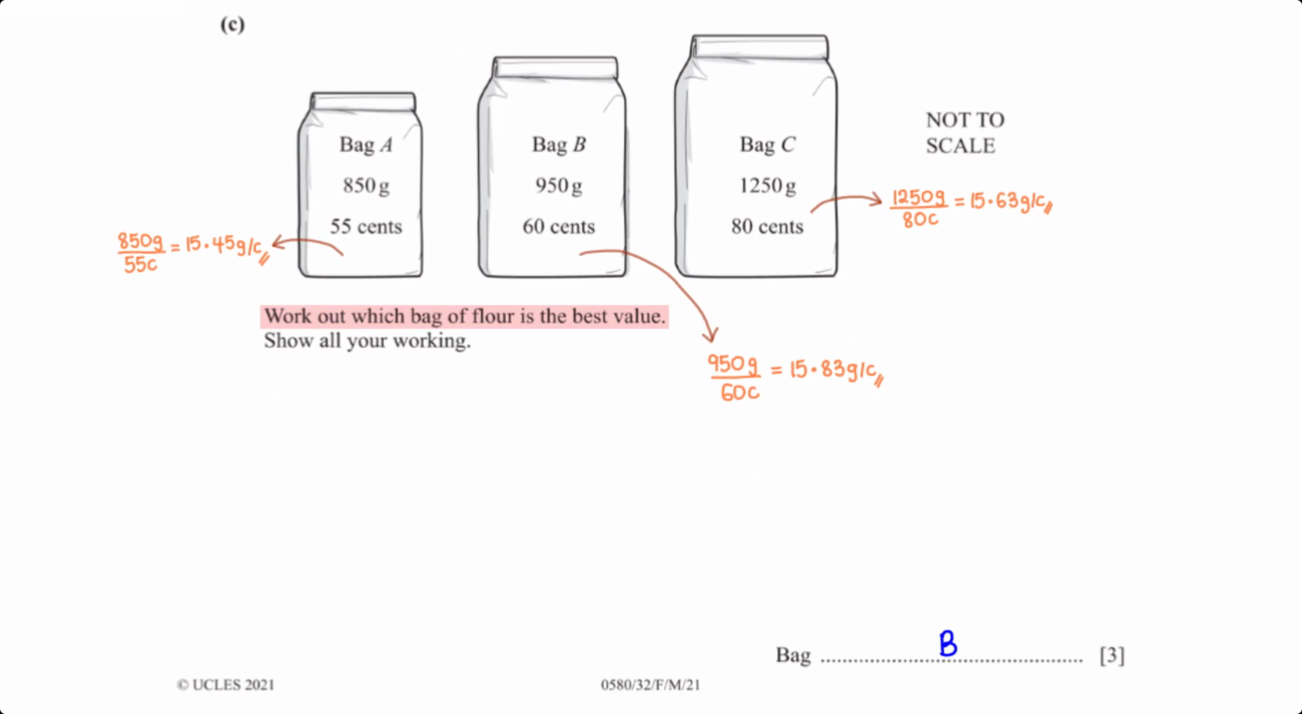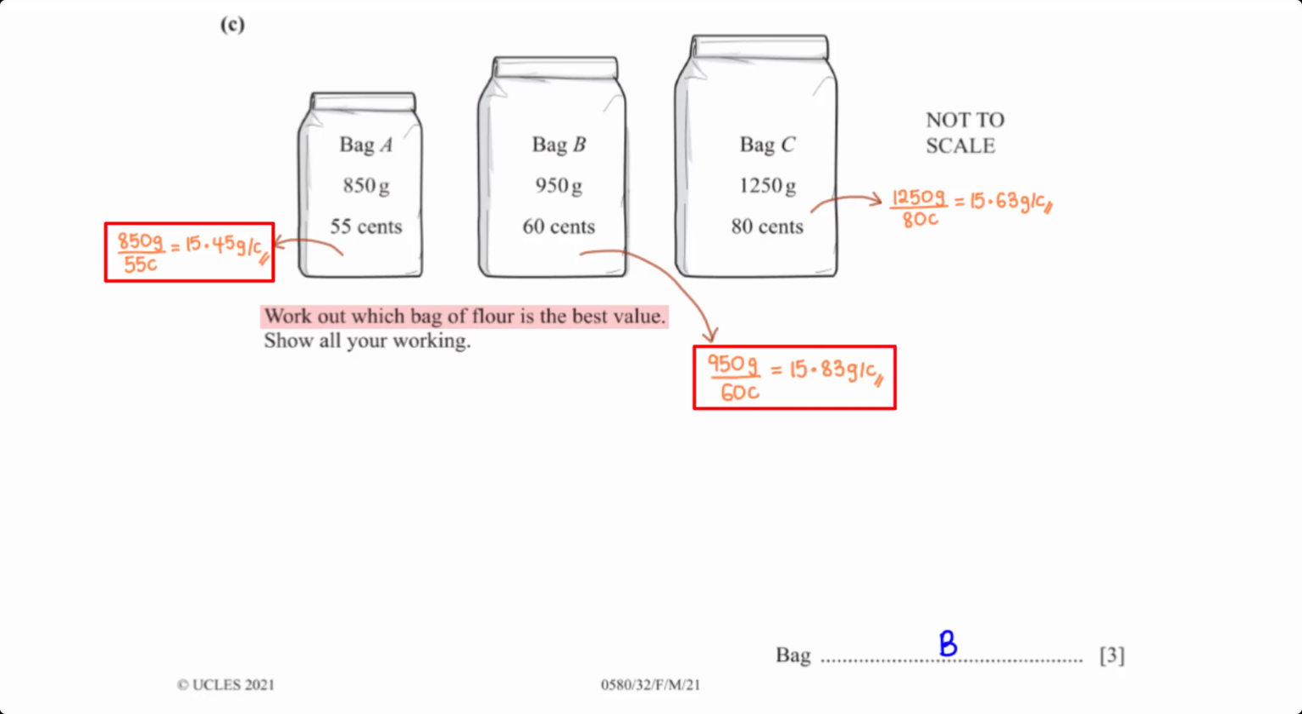Work out which bag of flour is the best value. Show all your working. For bag A, if we divide 850 grams by 55 cents, we get 15.45 grams per cent. This means for every cent paid for bag A, we get 15.45 grams of flour.